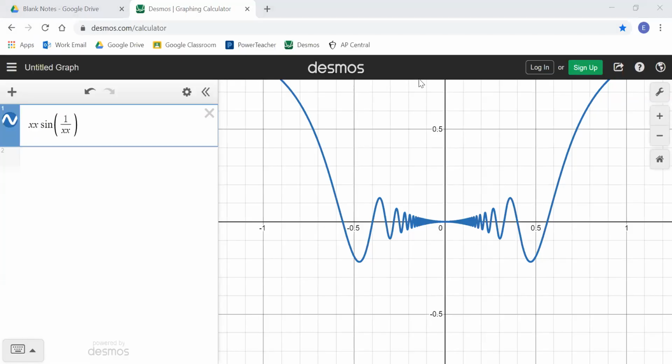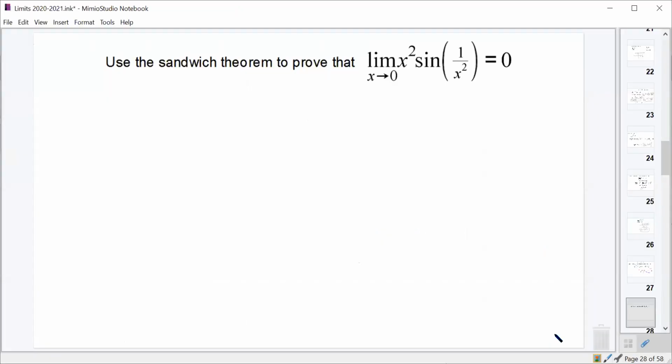That's an excellent idea. So let's see if we can make that happen. What do we know about this second piece of this function, the sine of 1 over x squared? What can you tell me about that? Tell me anything you can tell me about it. Just that one little piece of it.